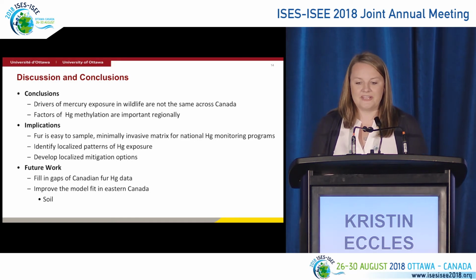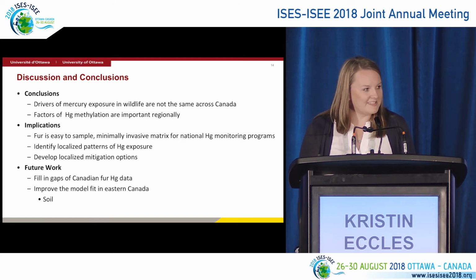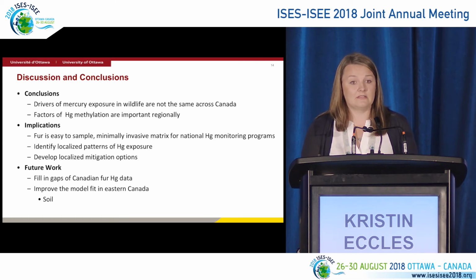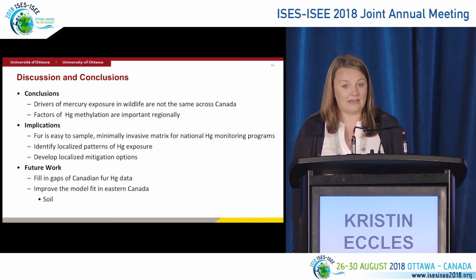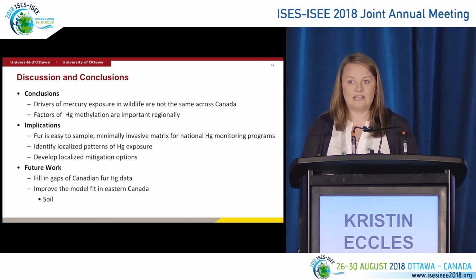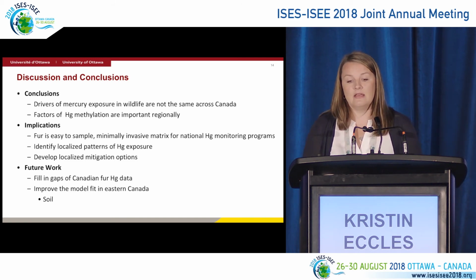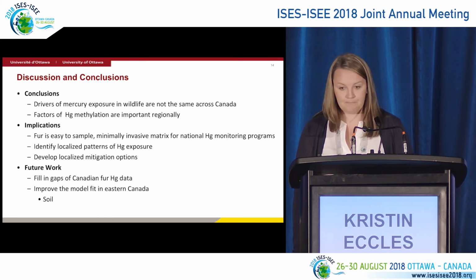Our future work is to fill in some of the gaps for mercury data. As you saw, we're missing some provinces, so we're working to get data for those provinces and also to improve the model fit, especially in Eastern Canada. One of the variables that I didn't include was soil mercury concentration. And we know that in Eastern Canada, particularly Nova Scotia, there is really high naturally occurring mercury in the bedrock. So that's something to look to include to help specify the model a little bit better.